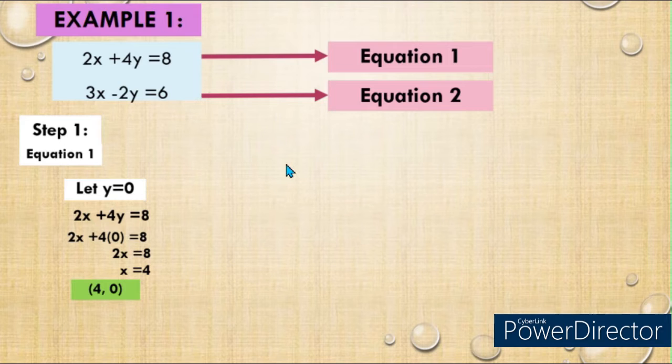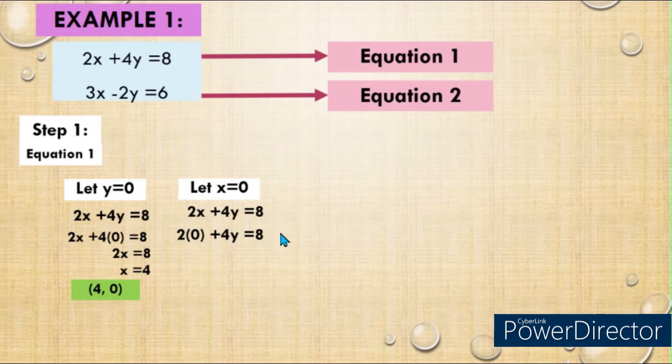Now how about the y-intercept? Okay, so kung y-intercept po yung hinahanap natin, we need to let x is equal to 0. Okay, so we have to substitute x. So we have 2x plus 4y is equal to 8. So we have 2 times 0 plus 4y is equal to 8. So I repeat, any number multiplied by 0 is equal to 0. So we have 4y is equal to 8.